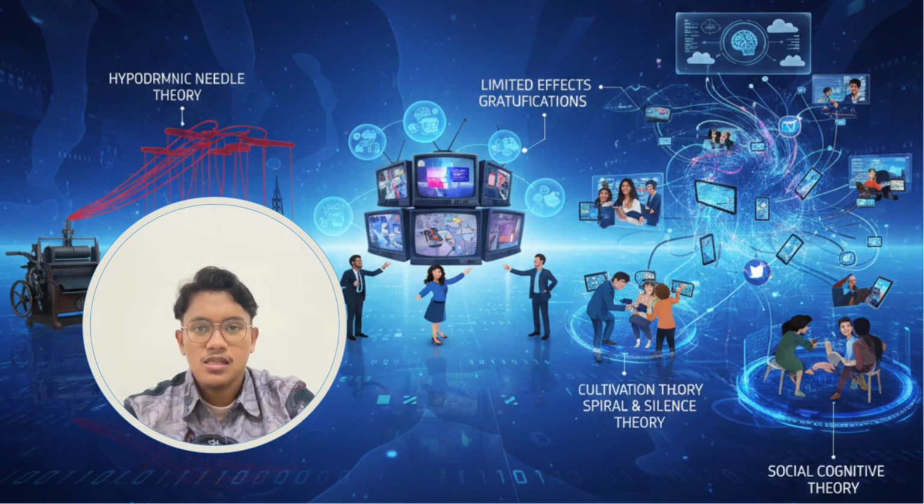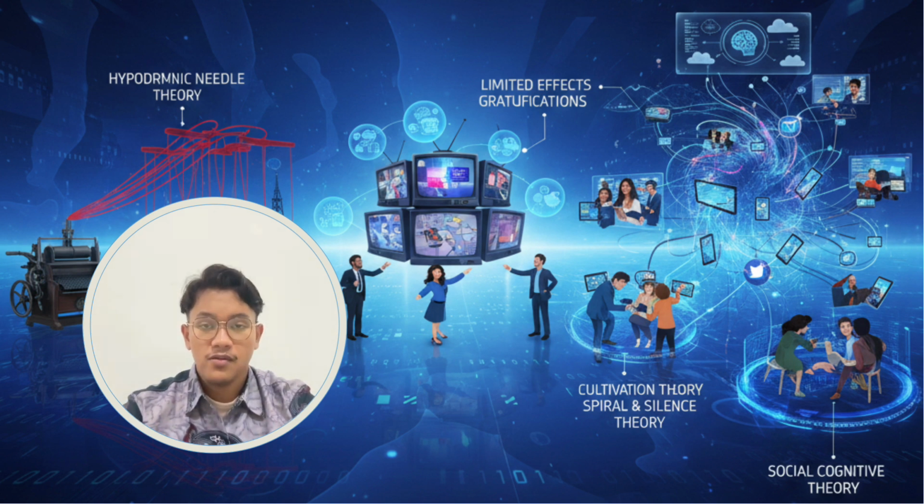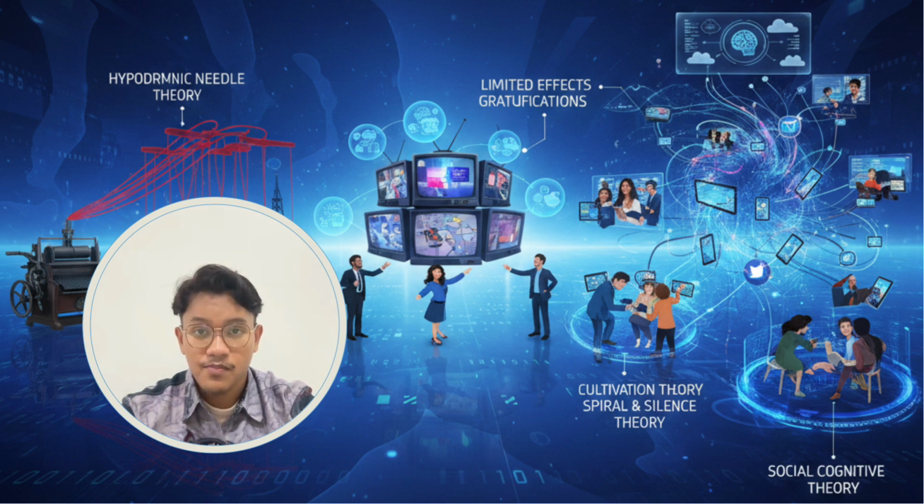In the early stages of mass media development, researchers believed that media had strong and powerful effects on audiences. However, further research showed that audiences are not passive receivers of information. People interpret media messages differently depending on their background, beliefs, and social environment.